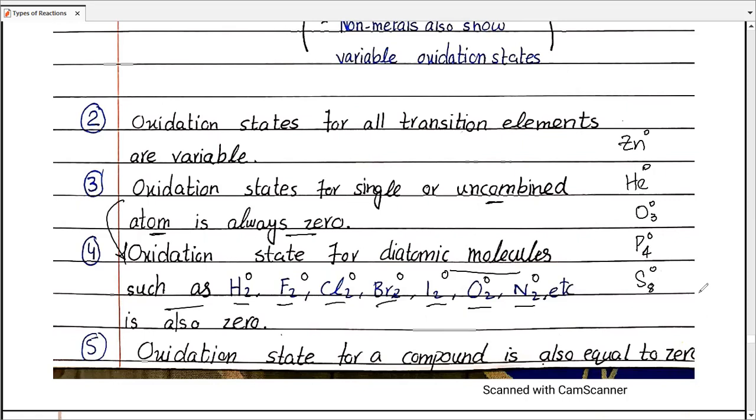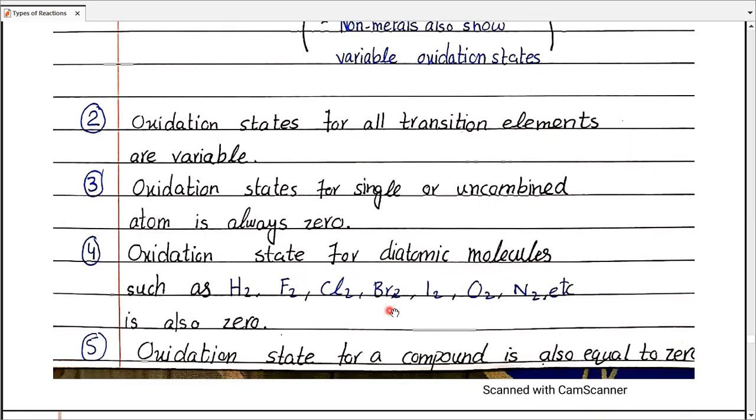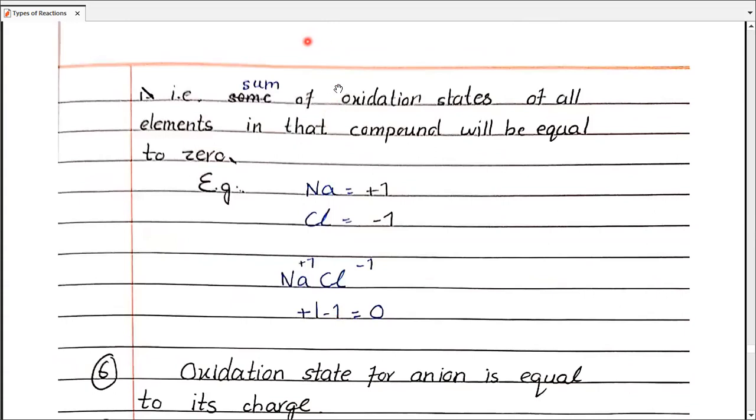Okay, so far we had some easier points. Starting right from point number 5, we are definitely going to need practice. So I'm going to explain point number 5, and we're going to practice on the very next page. So oxidation state for a compound is equal to 0. Actually, what we are trying to say over here, as given on the next page, is that the sum of oxidation states of all the elements in a compound will be equal to 0.